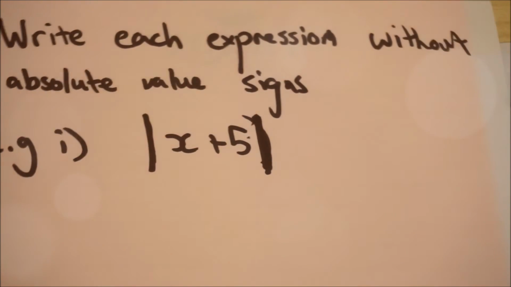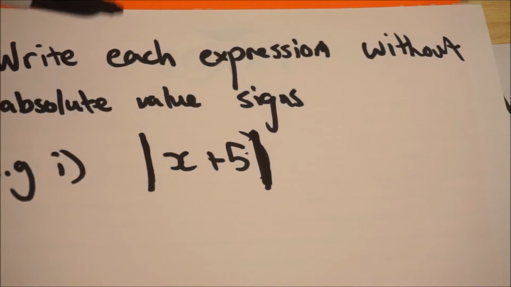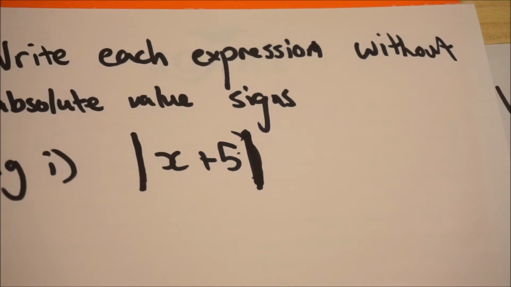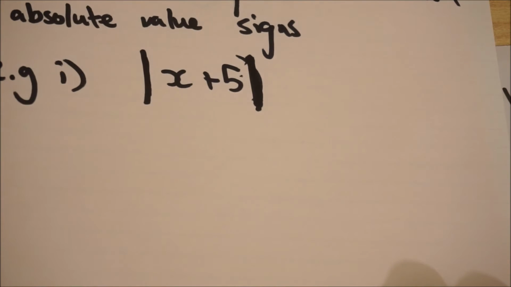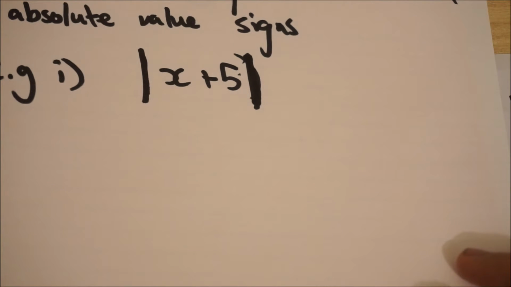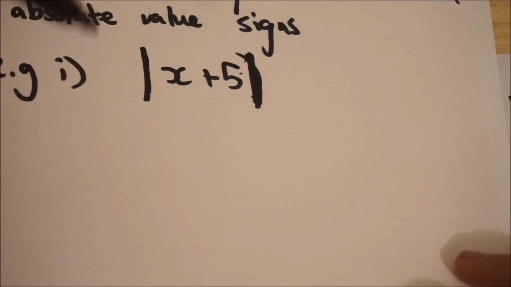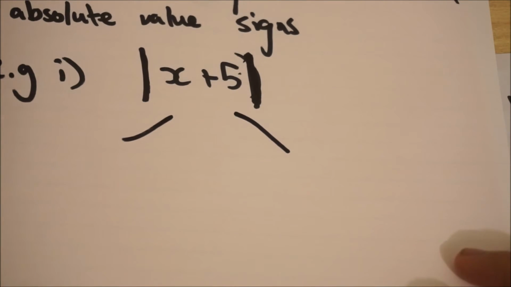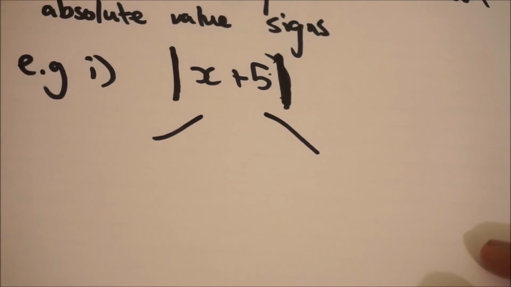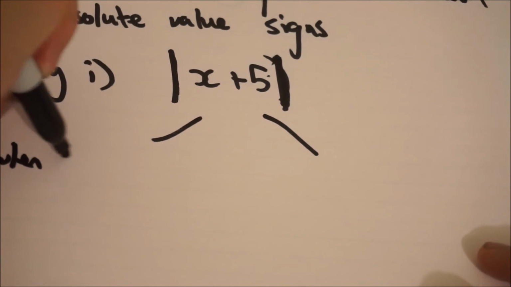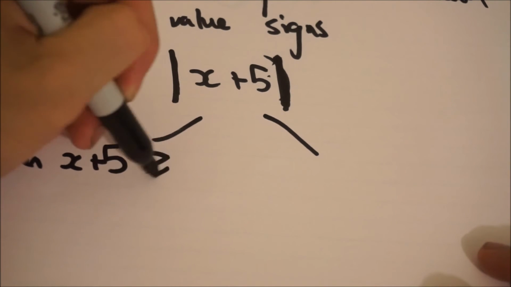One more example. They might ask you something like this: write the expression without absolute value signs. What does that mean? Well, it's similar to what we were looking at before. It's just realizing that you can have two scenarios when you have an expression like this inside an absolute value. The first scenario is that whatever is inside of the absolute value is positive or equal to 0. So that's when x plus 5 is greater than or equal to 0.